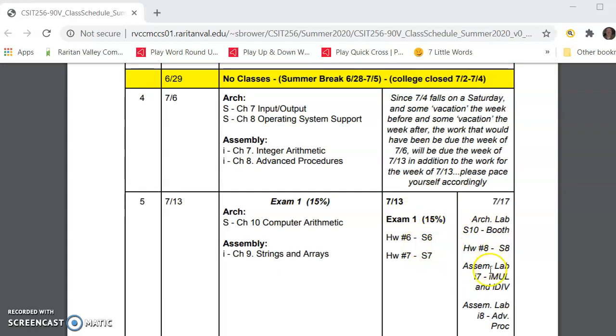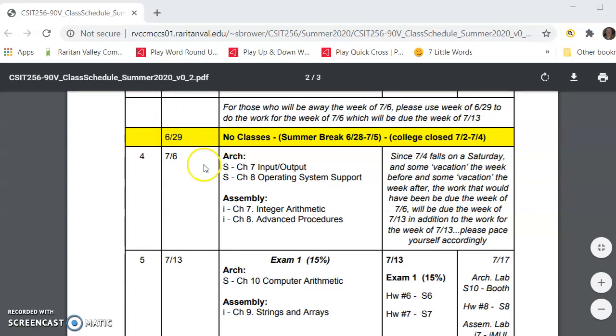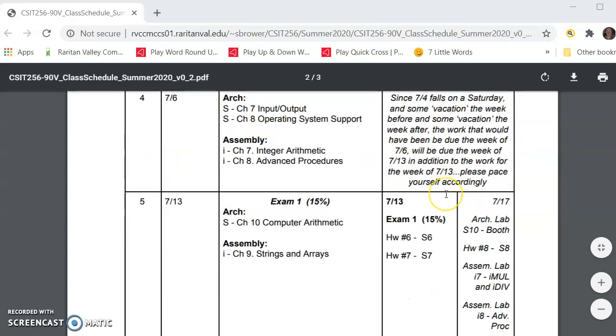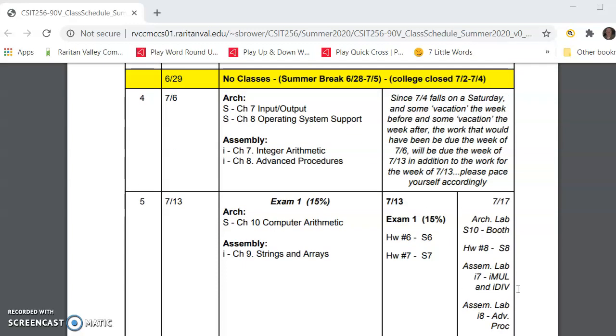If you're looking and saying, boy, there's a lot of stuff piled up here, well, yeah, that's because of what was going on the week of 6/29 and 7/6. If we were in the classroom, the week of 6/29 would have been no classes, and we would have met the week of 7/6. Even if we were in the classroom, since 7/4 falls on a Saturday, some people vacation before, some people vacation after. So in a sense, there are 2 weeks of assignments, meaning week 4 and week 5, both due week 5. Hopefully you're not seeing this now on July 13th.